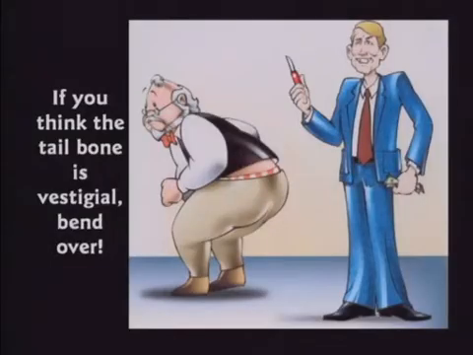I happen to know there are 9 little muscles that attach to the tailbone, without which you cannot perform some valuable functions. I won't tell you what they all are, but trust me, you need those muscles. I said, now, if you believe the tailbone is vestigial, I will pay to have yours removed. Bend over.